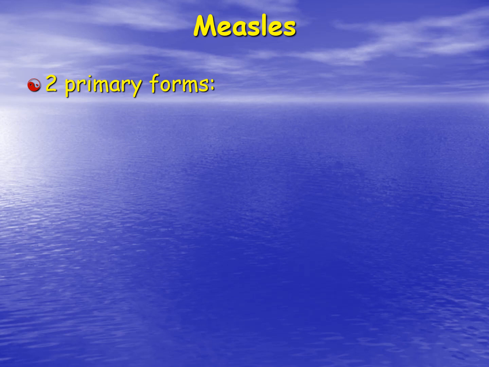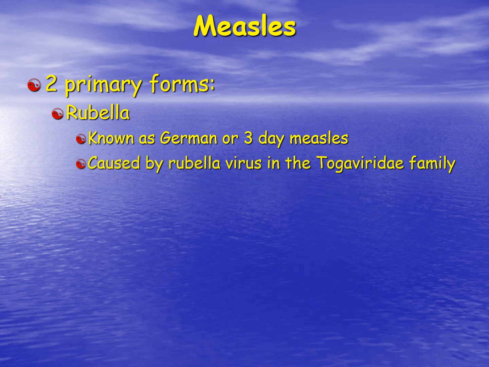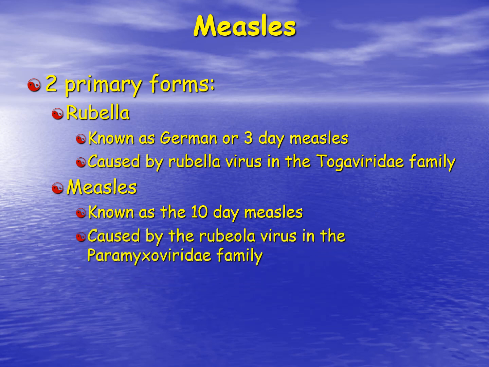Two primary forms of measles. The rubella, which is also known as German or three-day measles, is caused by the rubella virus in the Togaviridae family. Measles, known as the 10-day measles because they typically tend to last that long, is caused by the rubeola virus that's found in the Paramyxoviridae family.